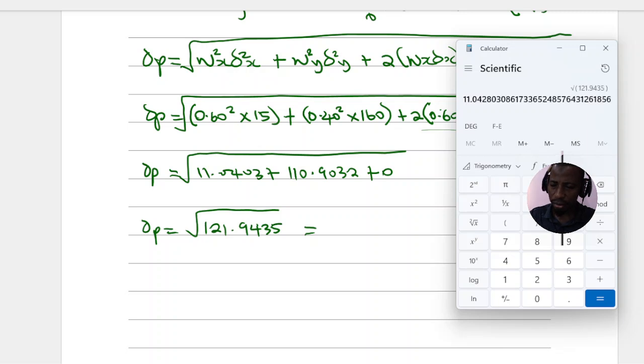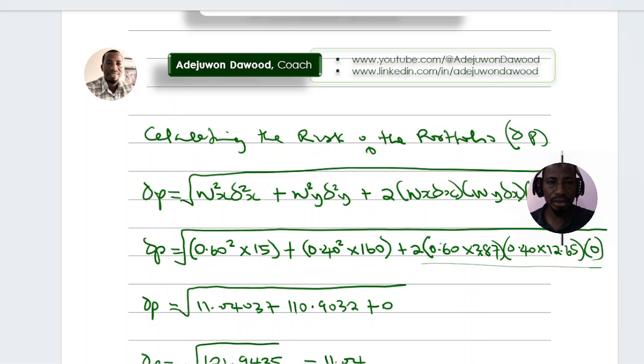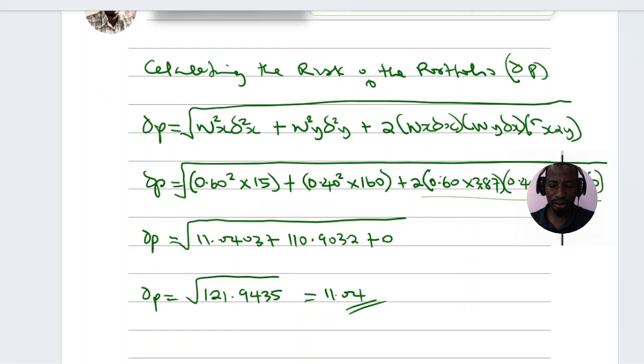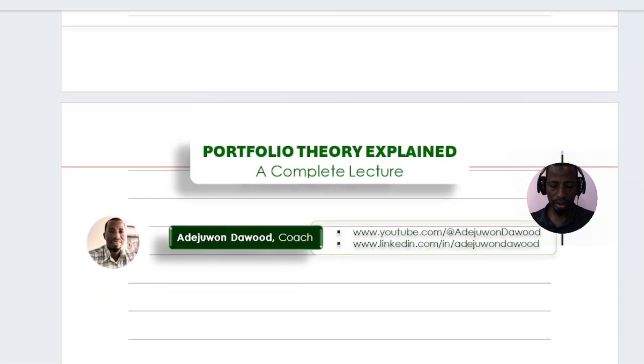Let's find the square roots. That's 11.04. 11.04 is the risk of the portfolio. The risk of the portfolio is 11.04. Okay, so if I don't want to use formula to get the return and the risk of the portfolio, I can as well use tabular method. To do this, let me see, let's use another page.